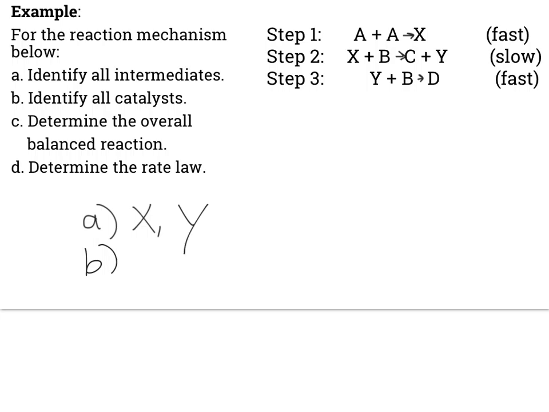B, catalysts. They come in as a reactant and leave as a product. I actually don't see any this time. Because A, we see, never leaves as a product. B is never a product. And Y is never a product. Now, Y is a product of a previous equation, but that makes Y an intermediate, not a catalyst. So if we had an E here and an E here, that's commonly what a catalyst would look like. But, sorry, we don't have any.